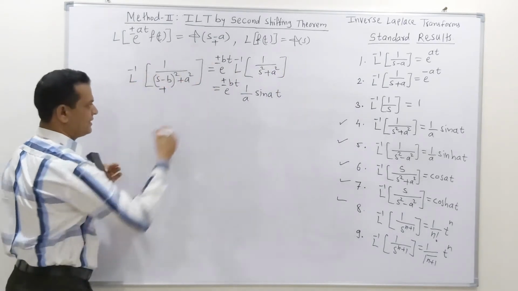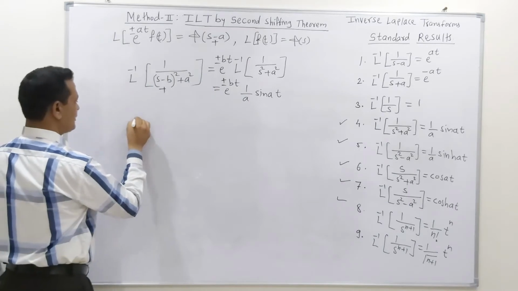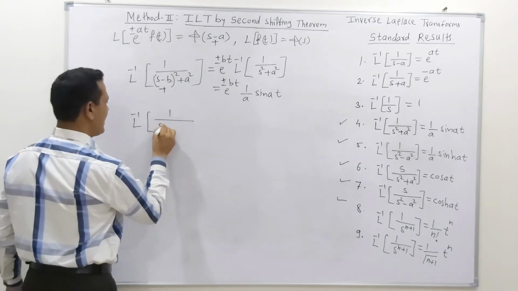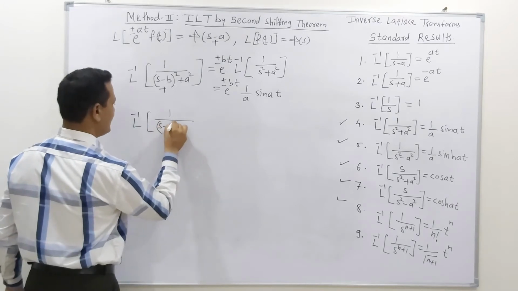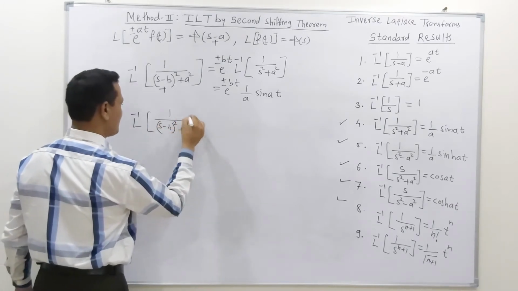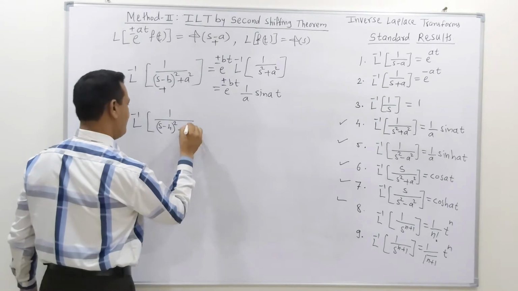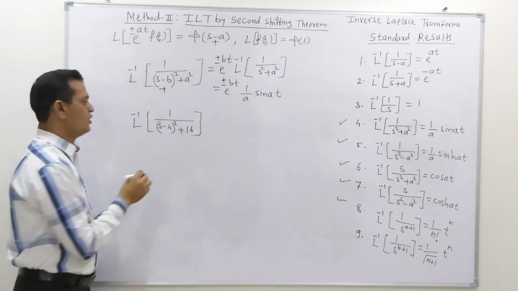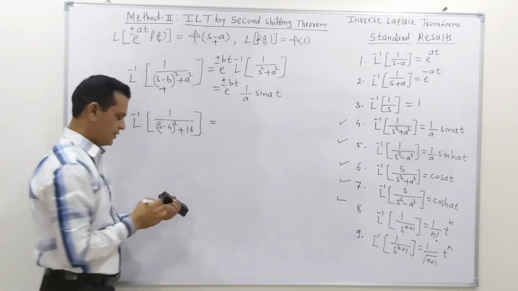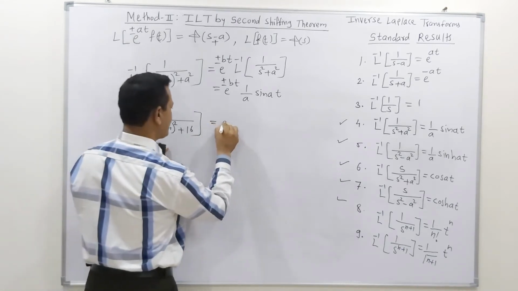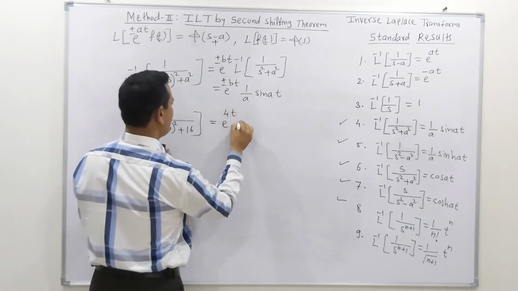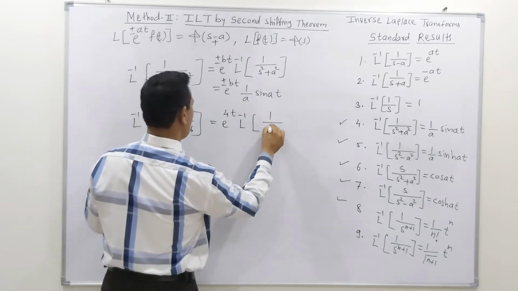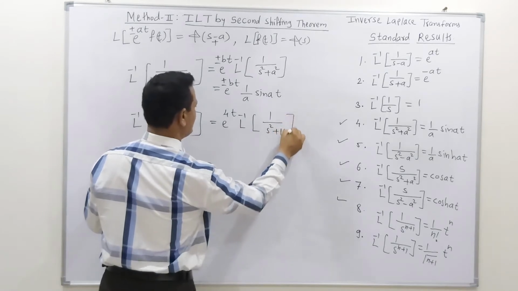So now to discuss this thing, let's take an example. If we wish to find out the inverse Laplace transformation of 1 upon (s minus 4) whole square plus, suppose this is 16. So we can write this as e raised to 4t into inverse Laplace transformation of 1 upon s square plus 16.